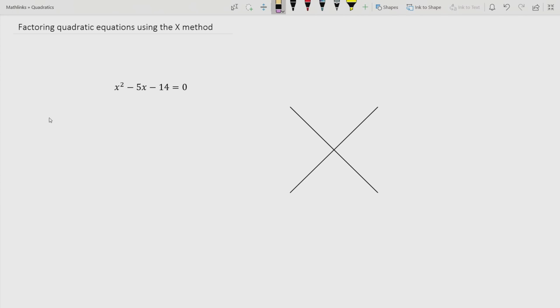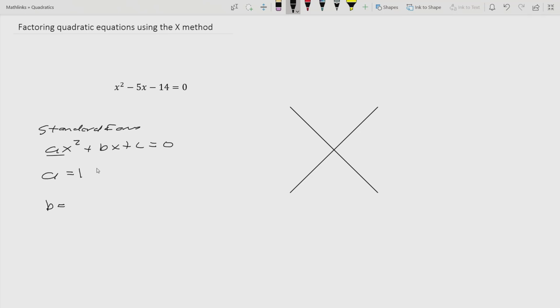Now, we're going to make sure that it is written in standard form. All right. So if it's written in standard form, ax squared plus bx plus c, we want to identify our a, b, and c. So the a, we want to look for the x squared for the a. So in this case, we have a positive 1, so a is 1.